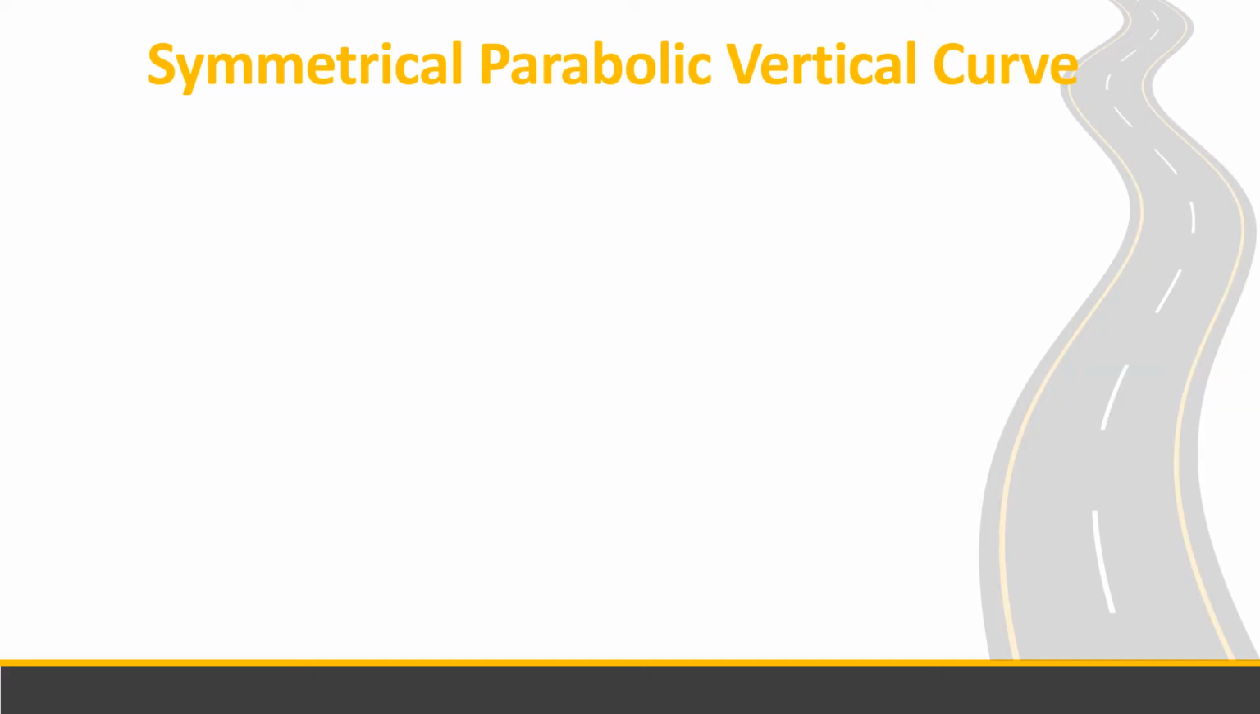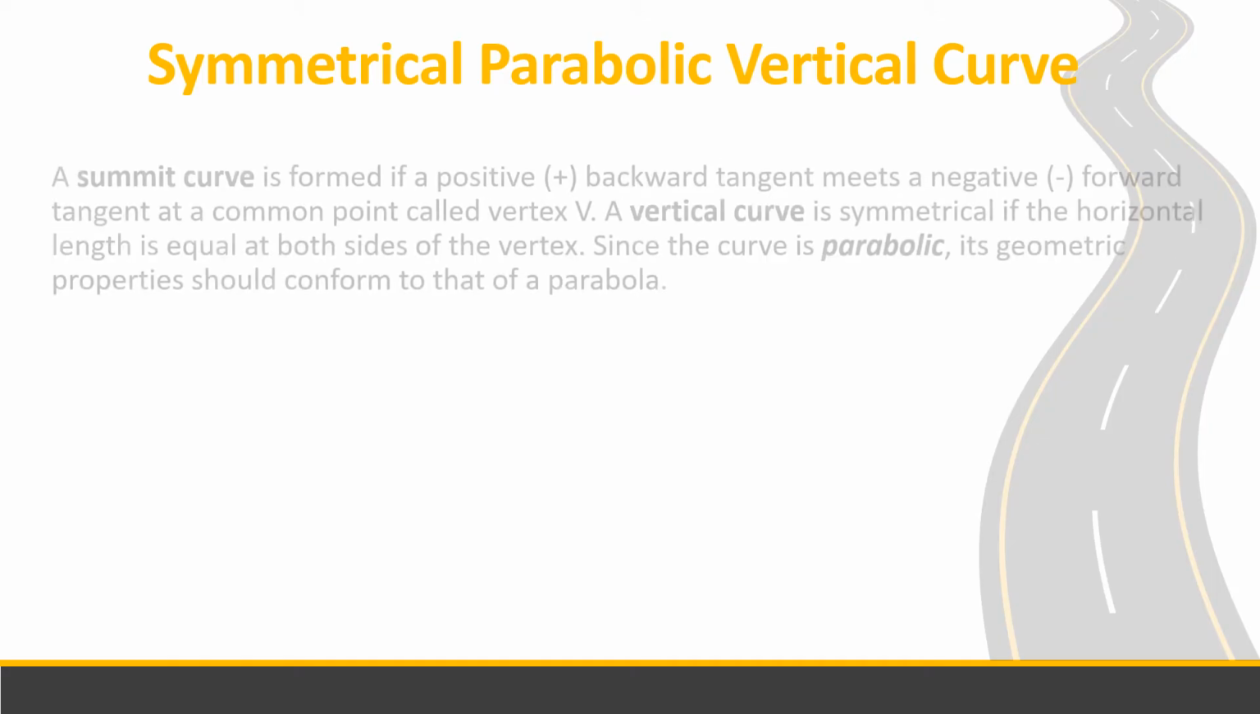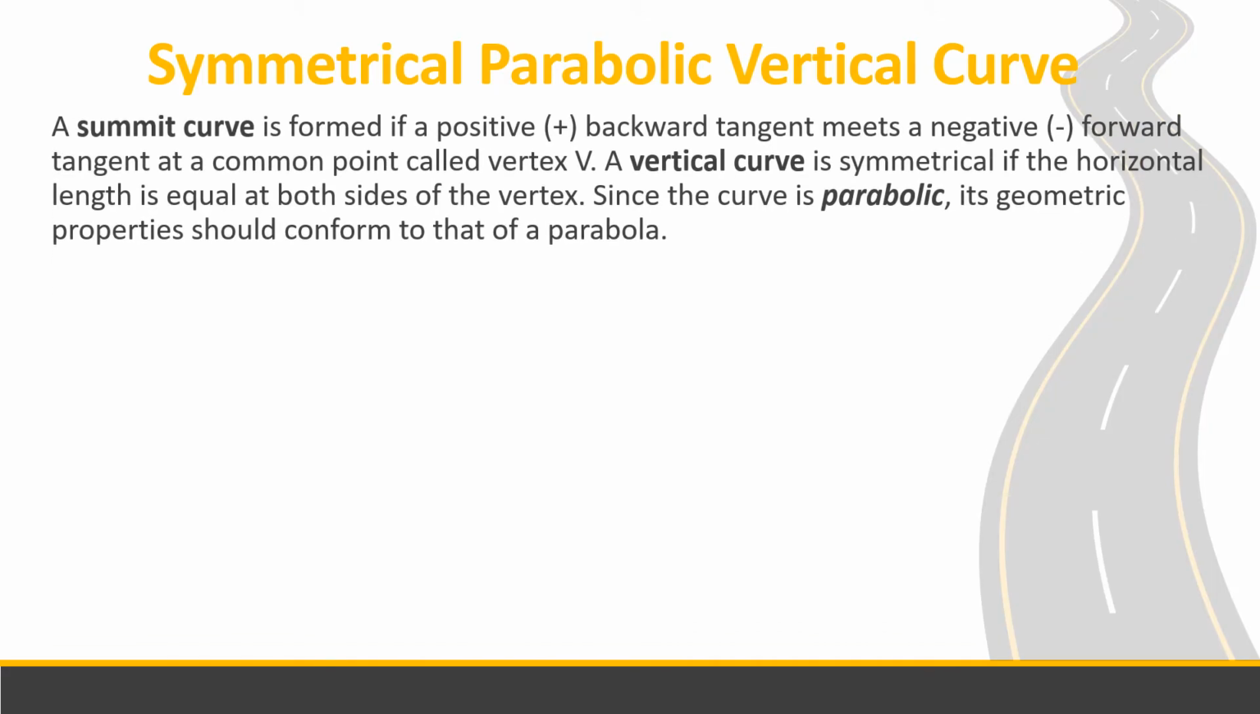So we will start with the symmetrical parabolic curve, or parabolic vertical curve. A summit curve is formed if there is a positive backward tangent, just like our horizontal curve, which also has a backward tangent, and a negative forward tangent. These tangents are formed at a common point called the vertex. If this is a horizontal curve, this is the point of intersection. For a vertical curve, it is called the vertex.